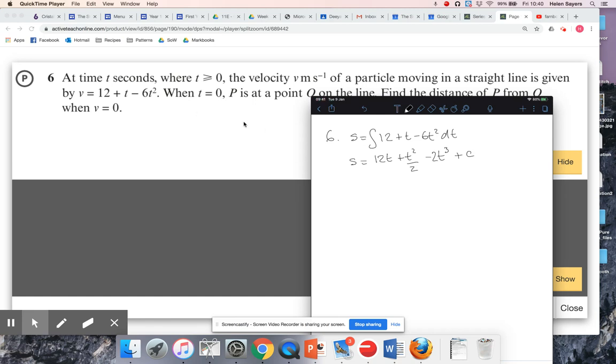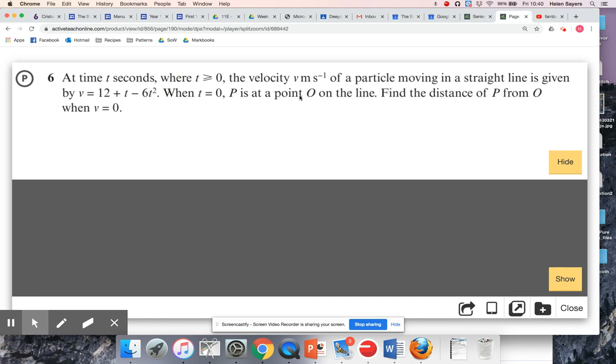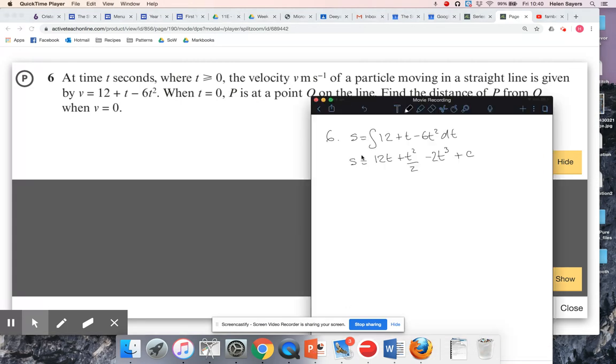Then if I go back to the question, when t is 0, P is at the point O, and I'm wanting the distance from O. So if we're talking in terms of the distance from the origin, that's basically telling me that when t is 0, s is 0. So it is going to work out that c is 0, but still show that you've actually acknowledged that. So when s is 0, 12 times 0 is 0, 0 squared over 2 is 0, 2 times 0 cubed is 0. So c is 0, but make sure you don't just realize that and not actually write it down.